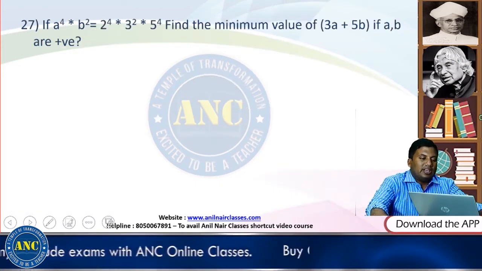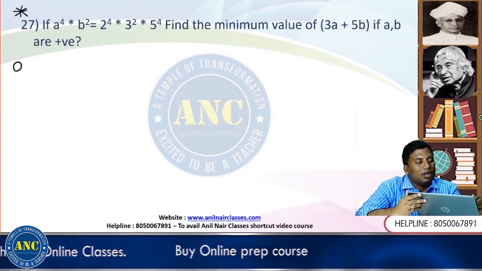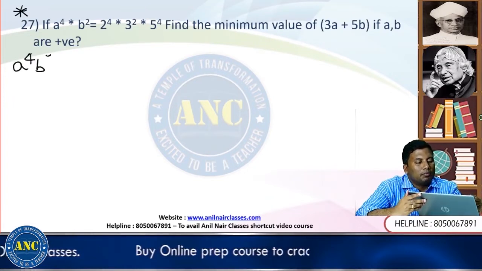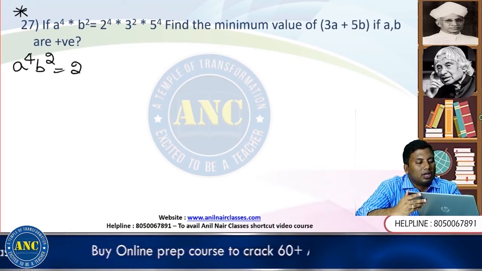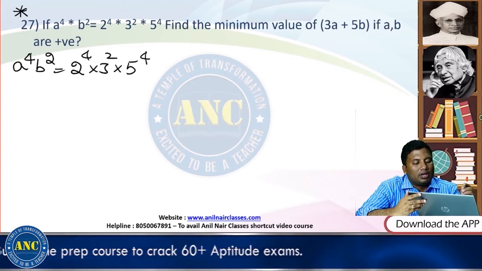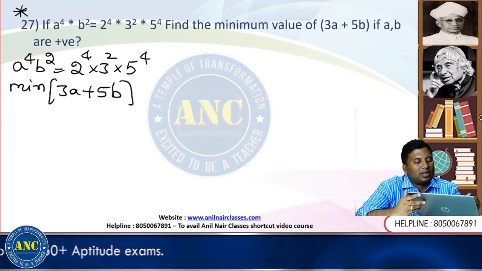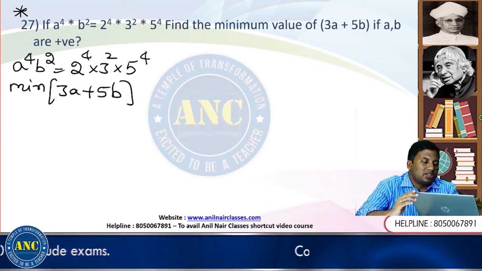Next one, 27th one. Please put a star mark on this question. A power 4 into B square is equal to 2 power 4 into 3 square into 5 power 4. Find the minimum value of 3A plus 5B. Degree of A is 4.